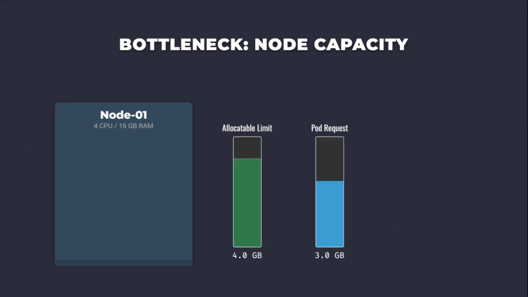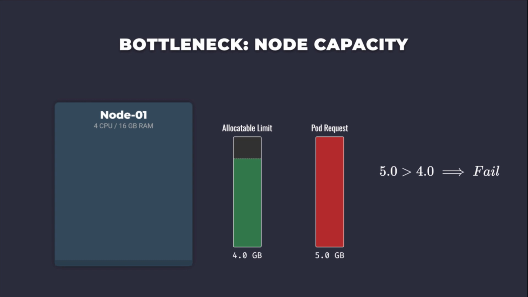Node capacity is the primary bottleneck for pending pods. Check the pod specification for resource requests defined under containers.resources.requests. These values dictate the minimum resources the scheduler must reserve. Compare these requested values against the available allocatable resources on all nodes using kubectl describe node. If a node has 4 GB allocatable memory and your pod requests 5, the node resources fit predicate fails instantly.